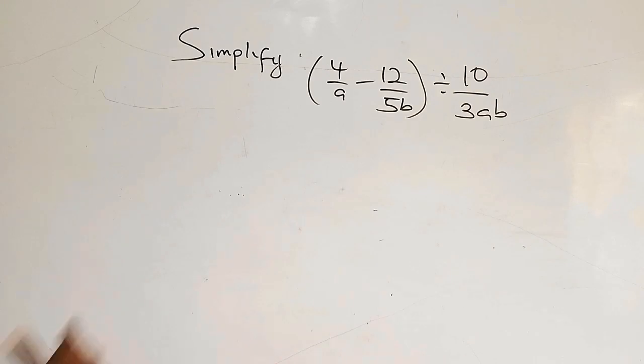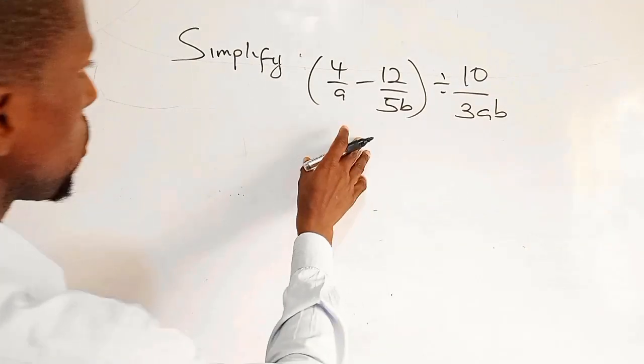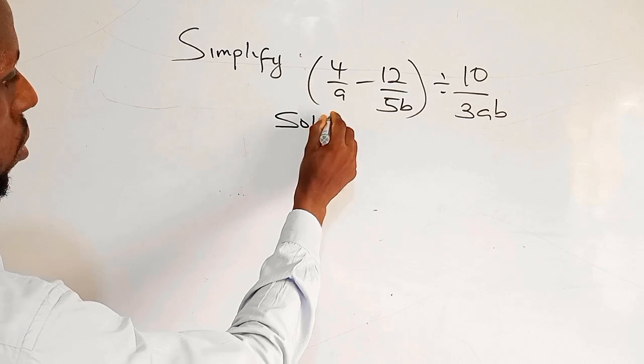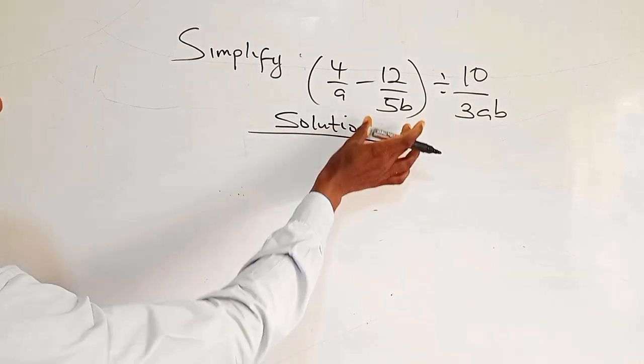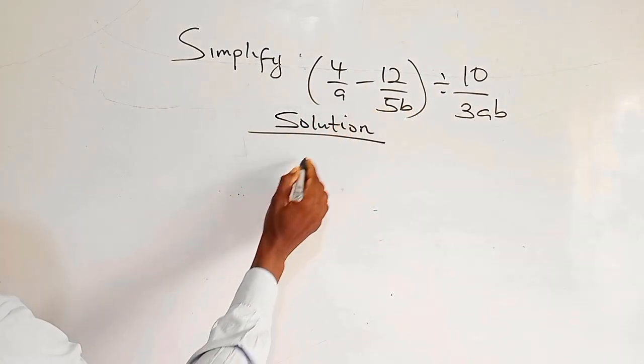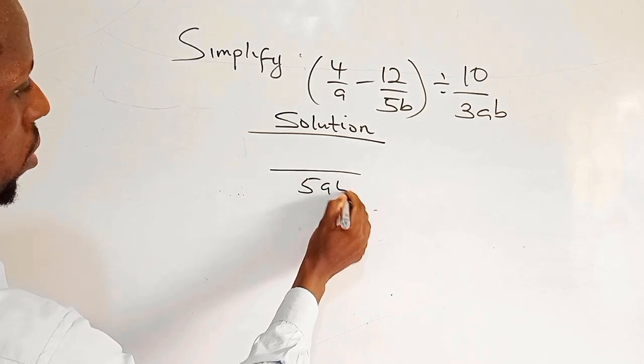The question says you simplify this algebraic expression. So how do we do that? Solution. So let's first resolve the one in the brackets. We do that by looking for the LCM, which is 5ab.